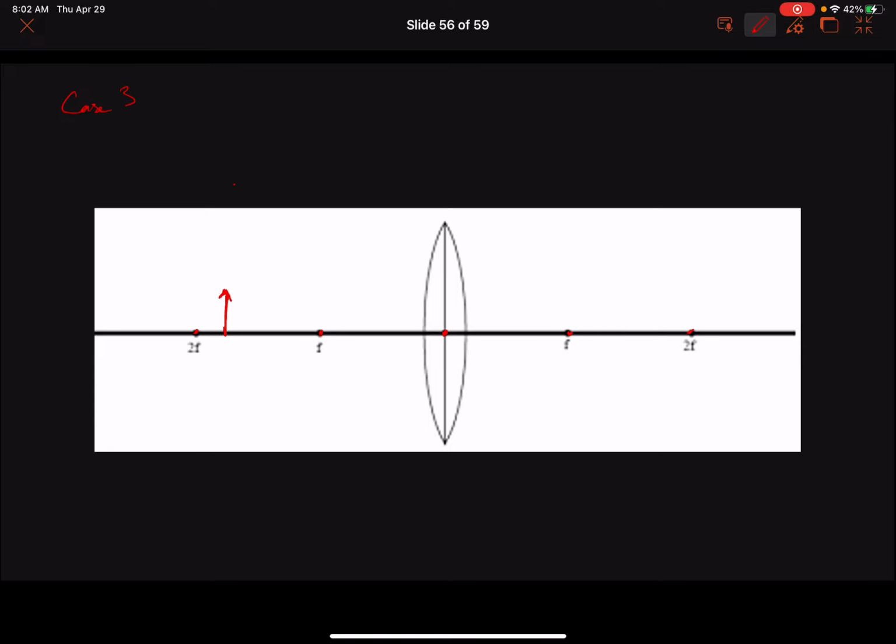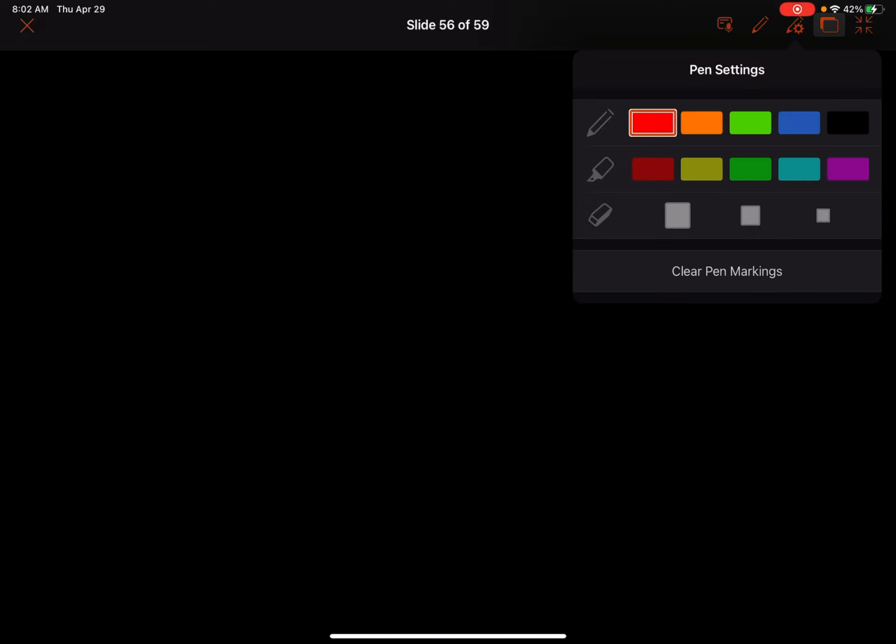Okay. So how do we do the ray tracing here? Well, we're going to do 2 lines. We're going to do one line that, whoops.